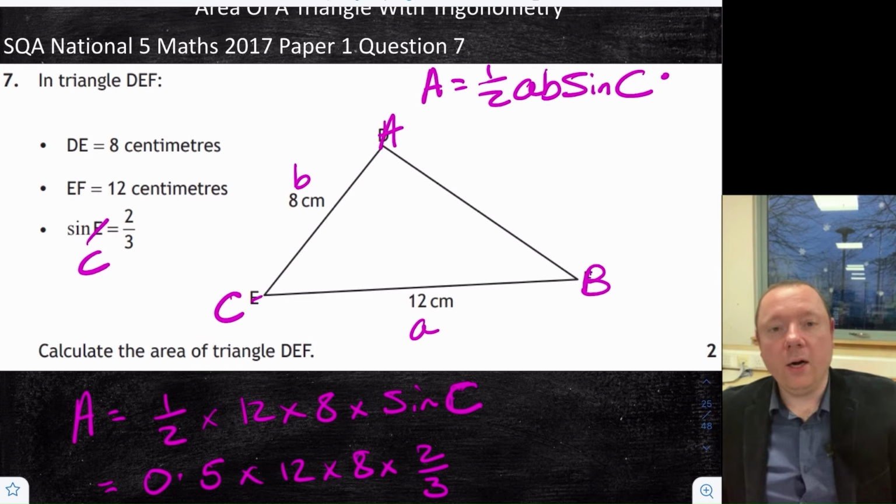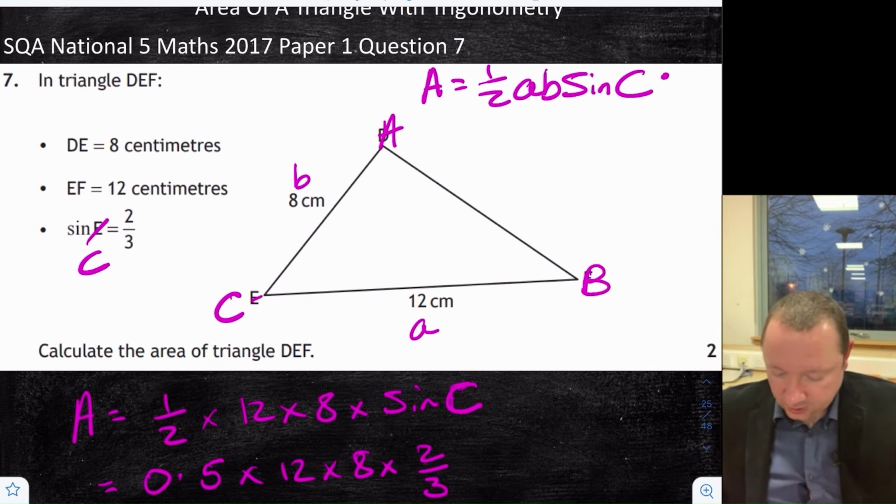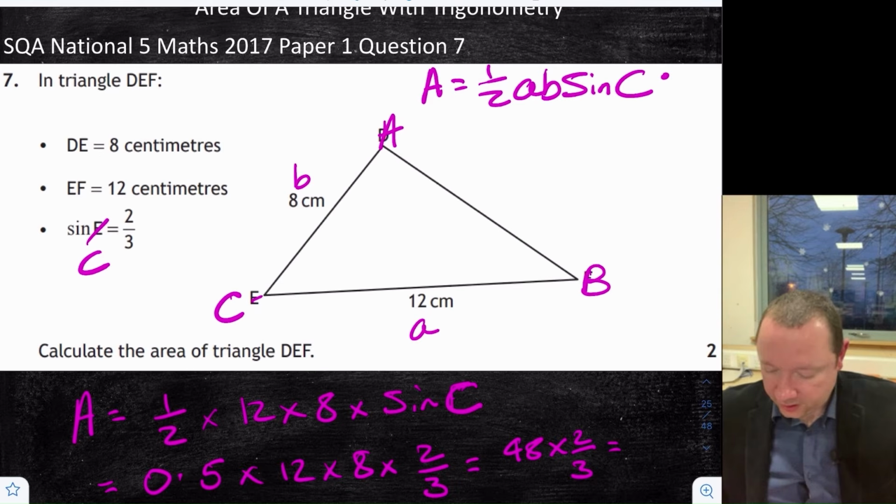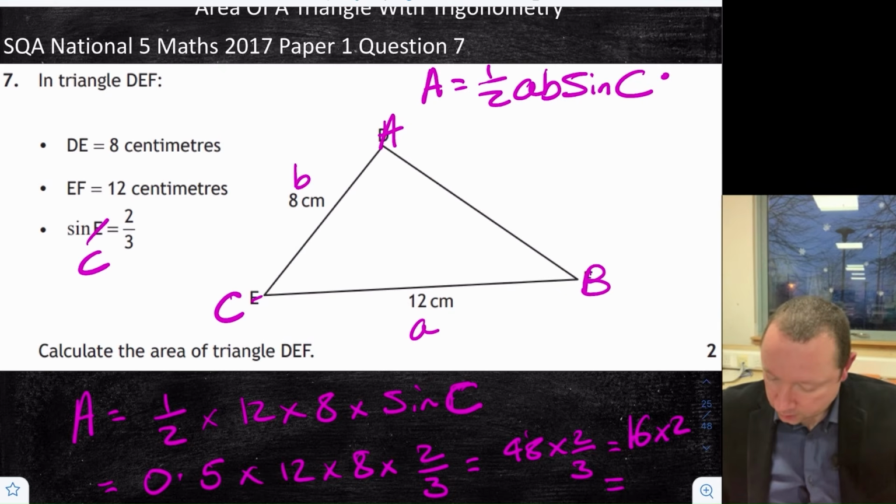We'll need to do some work here. 0.5 times 12 is 6. 6 times 8 is 48. So quite quickly we get to 48 times 2/3. And then if you divide 48 by 3, 3 goes into 4 one time with 1 left over, 3 sixes are 18, so that's 16 times 2. So our final answer is 32 square units, which is centimetres.